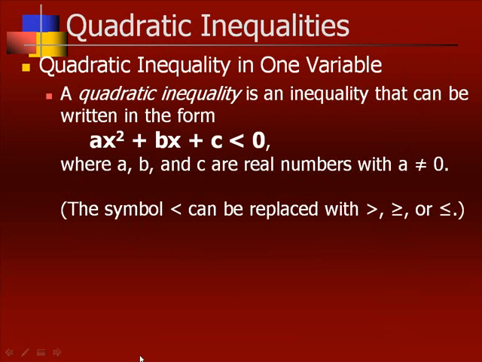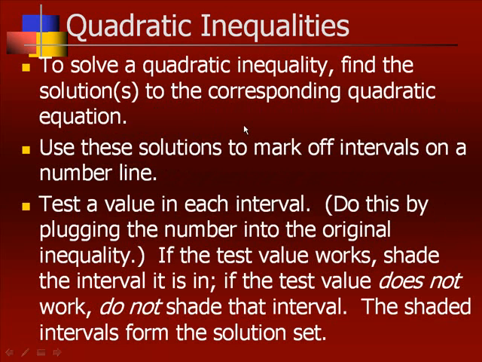Now, a quadratic inequality in one variable is an inequality that can be written in the form ax squared plus bx plus c is less than 0. Now, the less than 0 could actually be replaced with greater than, or greater than or equal to, or less than or equal to. So we're just randomly choosing the less than. To solve these, what we're going to do is we're going to find the solutions to the equation. Set it equal to 0 and find the solutions.